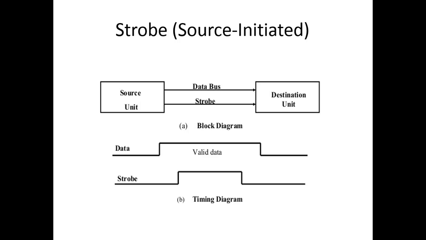So what happens in this mechanism? Initially, when the source unit wants to send some data to the destination unit, it places that data onto the data bus. After that, it enables the control signal Strobe and transfers that signal to the destination unit through the control bus. So the timing diagram for this process can be given like this.